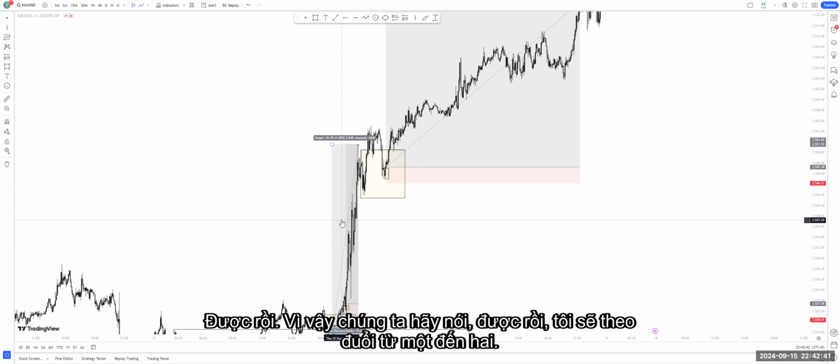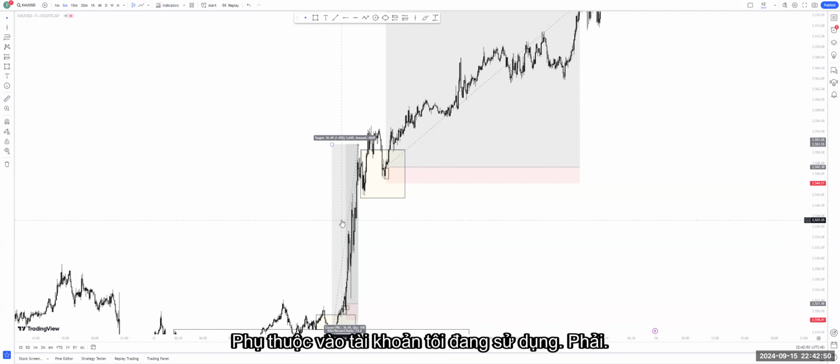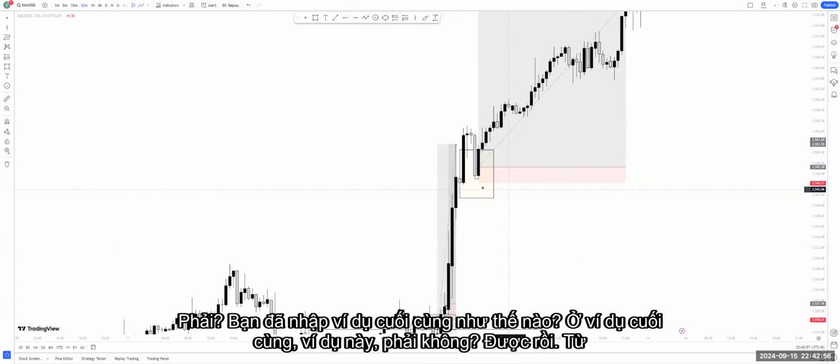All right, so let's just say I'm sticking with 1 to 2, I'm sticking with 1 to 3. Most of my trades, I'm going to hold onto like 1 to 2, 1 to 3, depending on what account I'm using. Right. How did you enter on the last example? On the last example? This one.